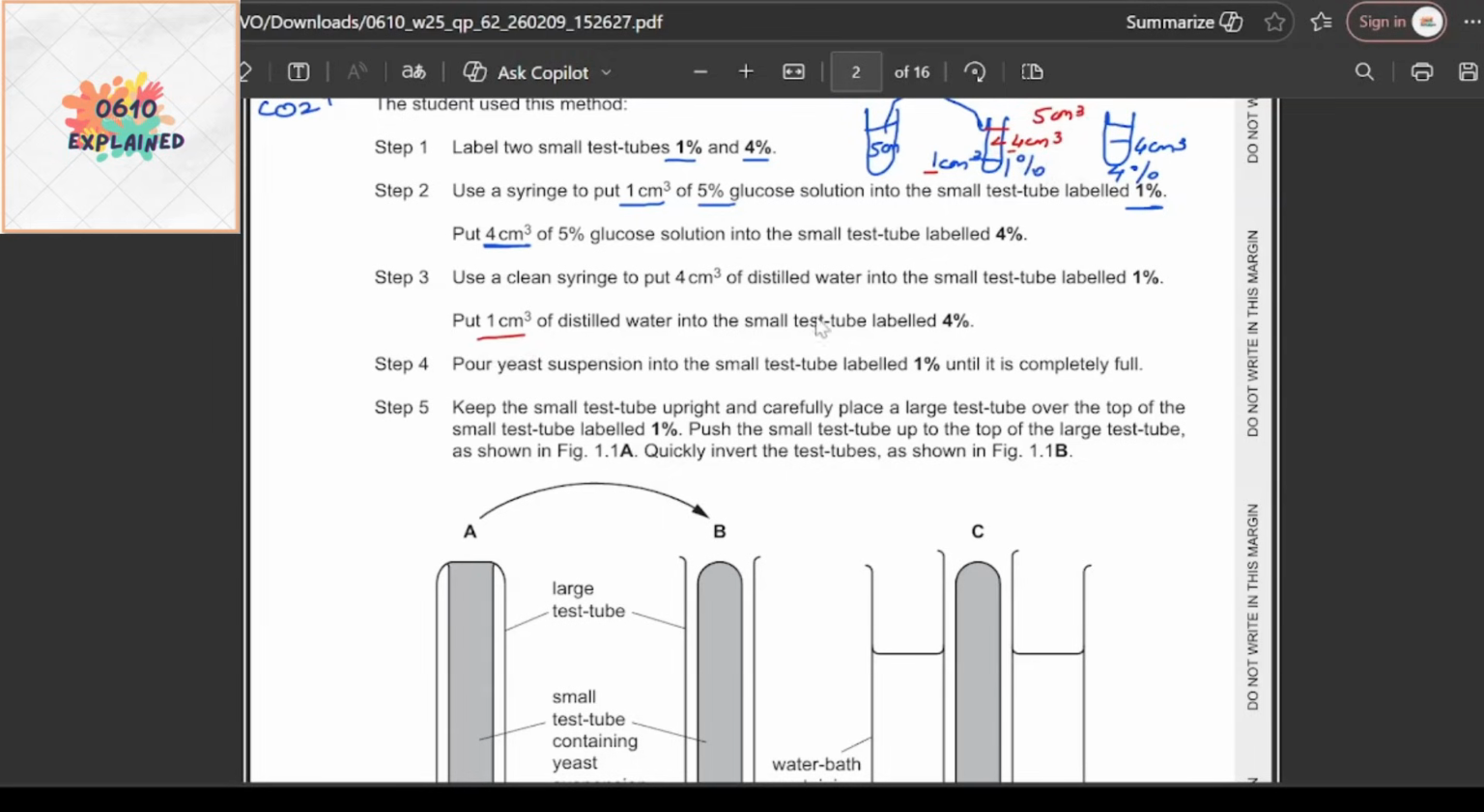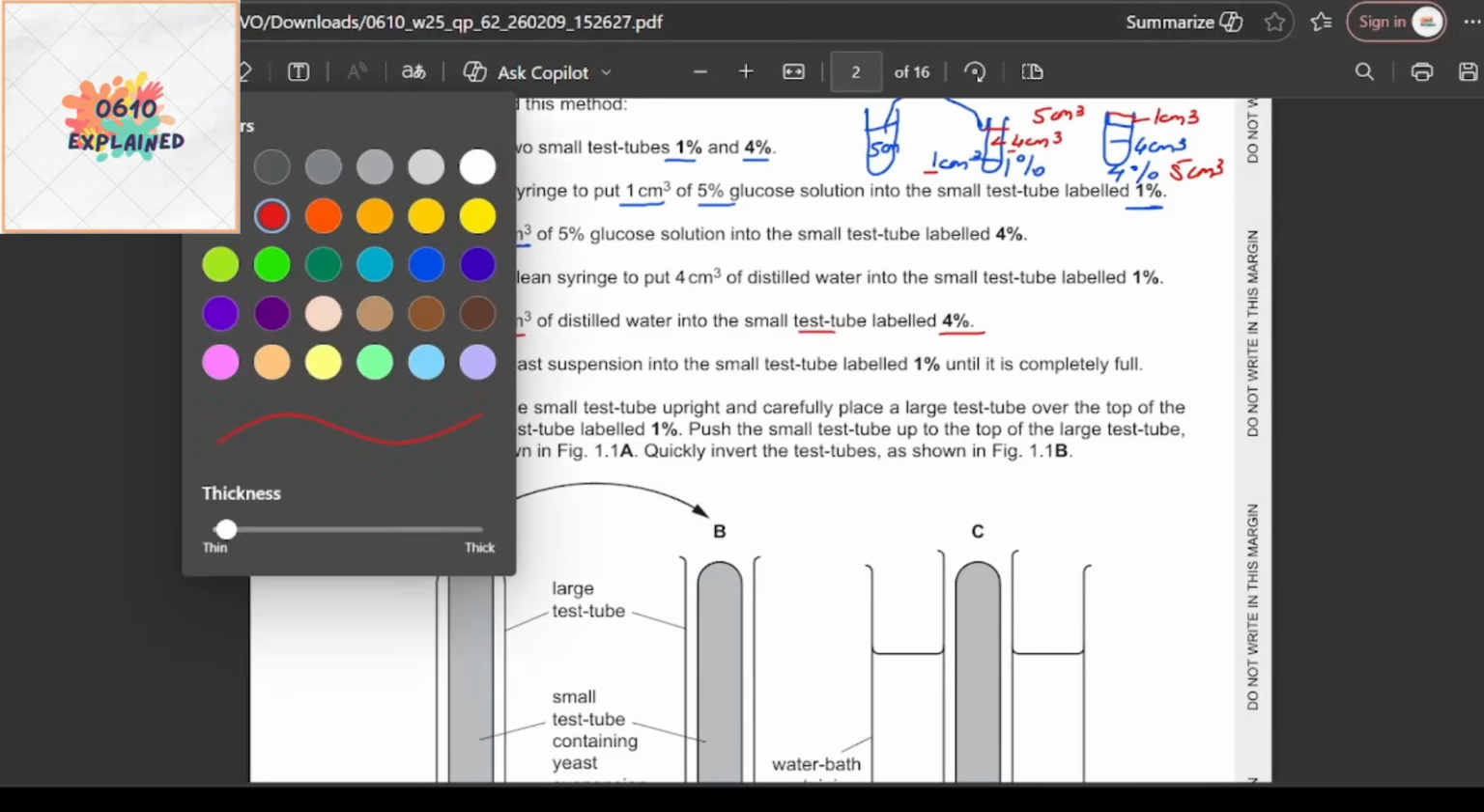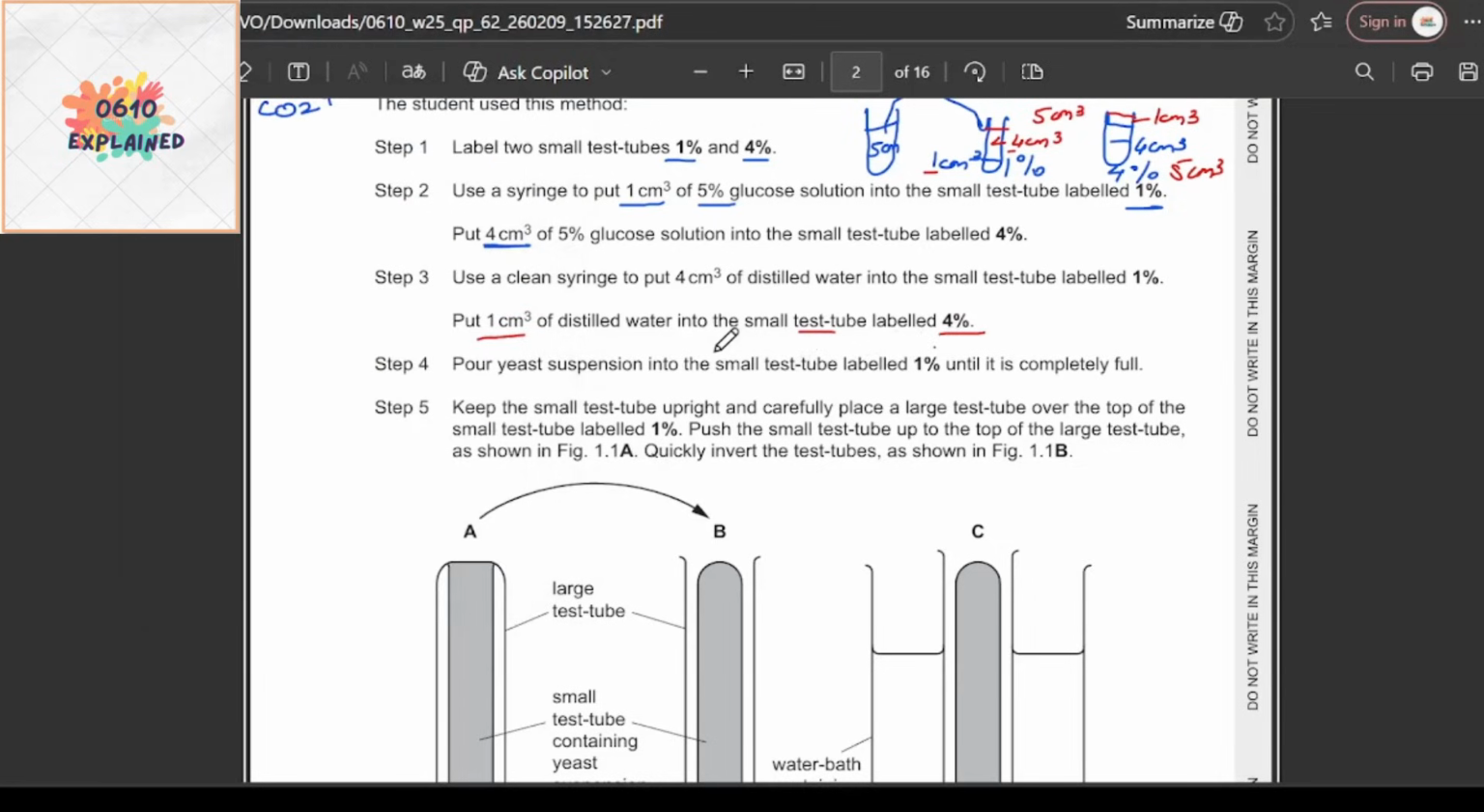Put 1 cm cube of distilled water in the test tube labeled 4%. So here they are adding 1 cm cube. Again, 4 plus 1 will add up to 5 cm cube. So that is like a control variable, that they are having the same volume of the solution in the test tube. 1%, as I understand, will be more diluted, or it will have more water potential as compared to the 4%. 4% is more concentrated than the 1% solution.